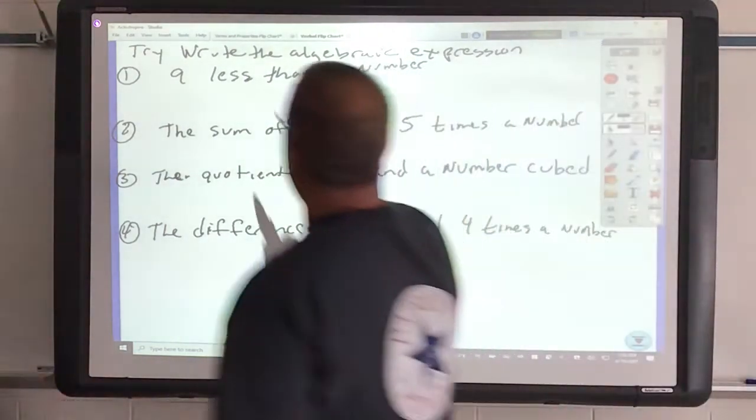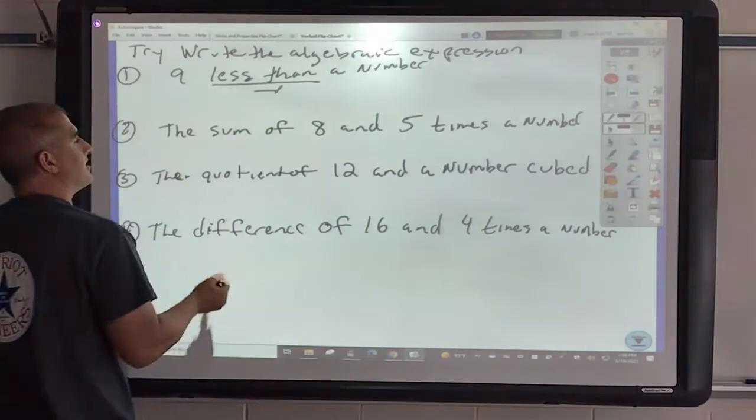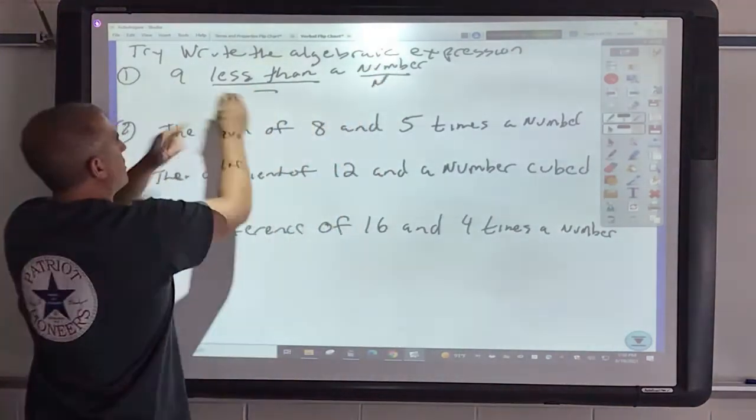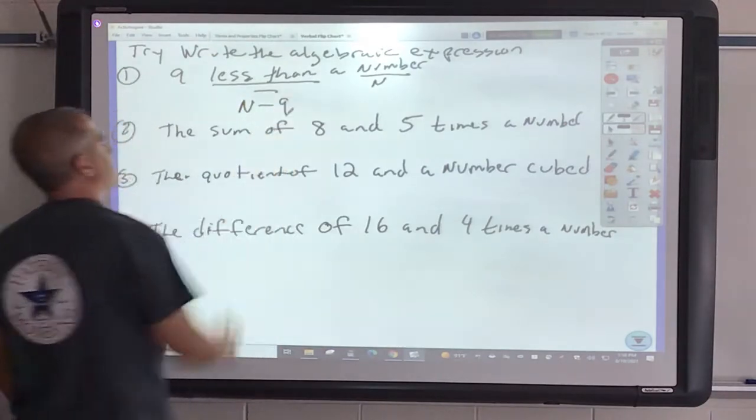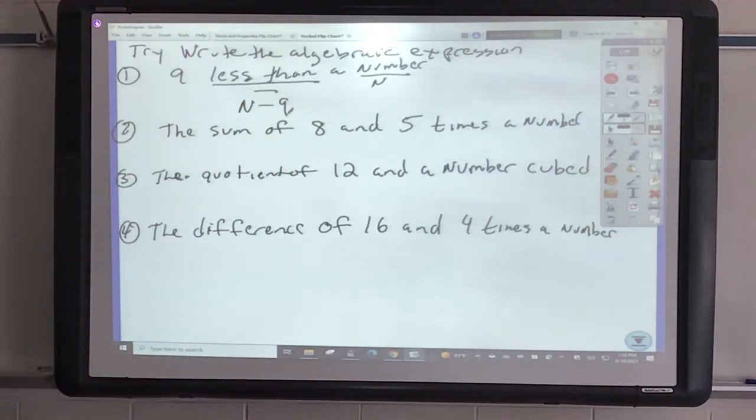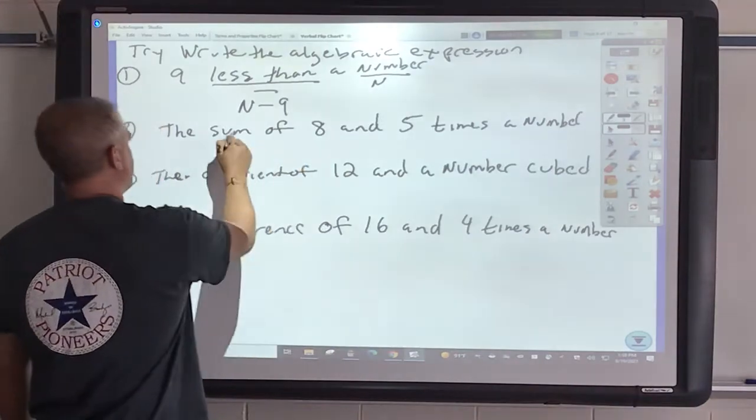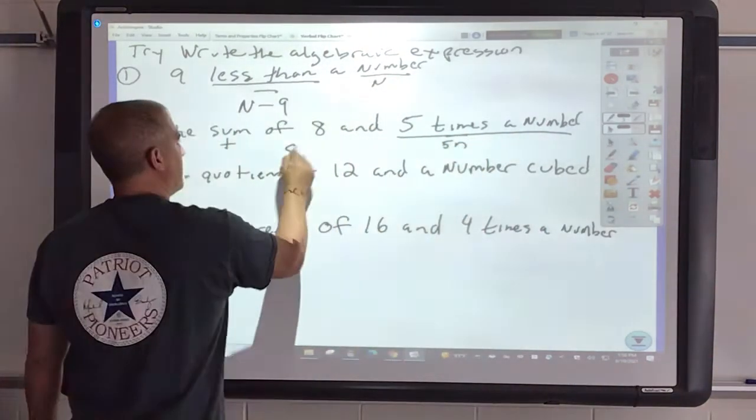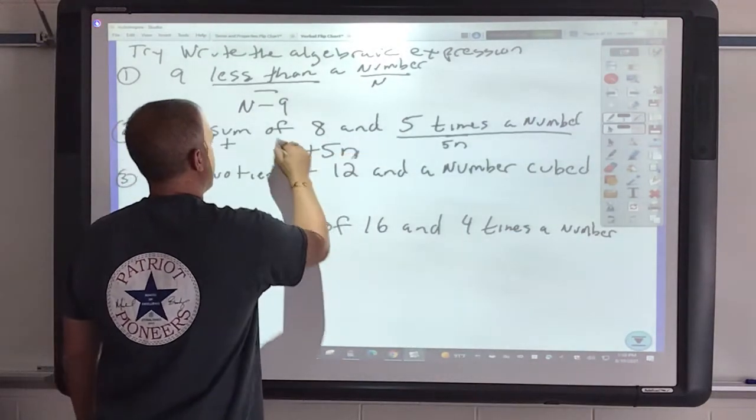Okay, this is 9 less than, so that's minus. A number would be n, so that's going to flip as n minus 9. So the order flips. The sum of 8 and 5 times the number. Sum means add, 5 times the number. That's going to be 5n. So it's going to be 8 plus 5n.